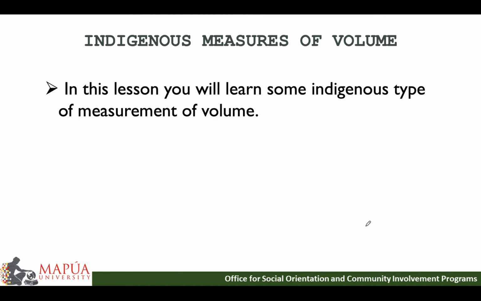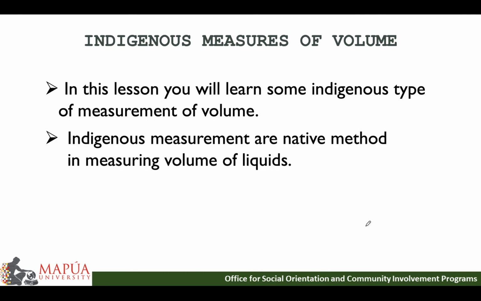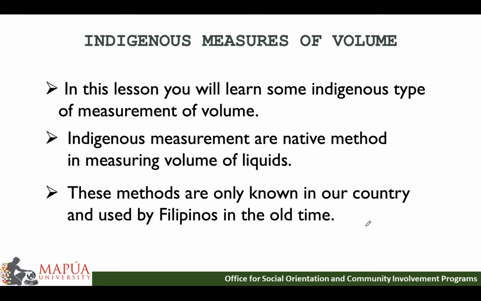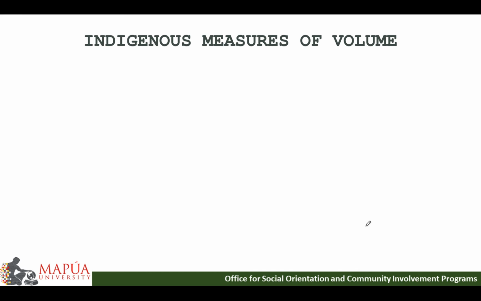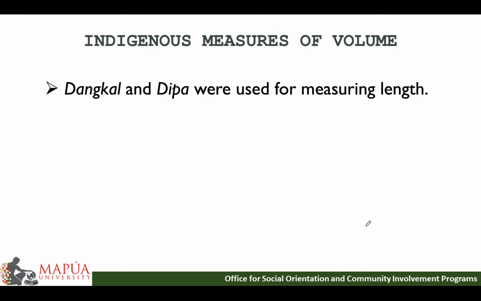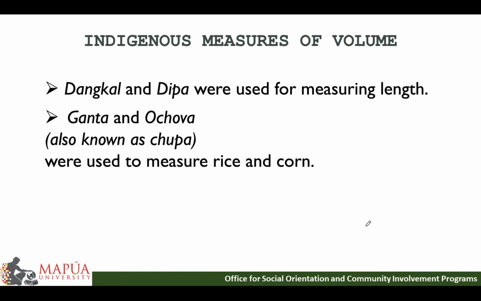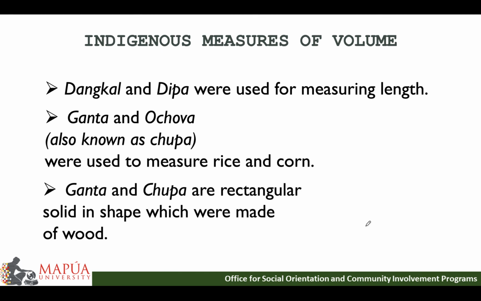In this lesson, you will learn some indigenous types of measurement of volume. Indigenous measurements are native methods of measuring the volume of liquids. These methods are only known in our country and were used by Filipinos in the old time, such as dangkal and dipa, which were used for measuring length. Ganta and chupa, formerly known as ochova, were used to measure rice and corn. Ganta and chupa are rectangular solids in shape, made of wood.